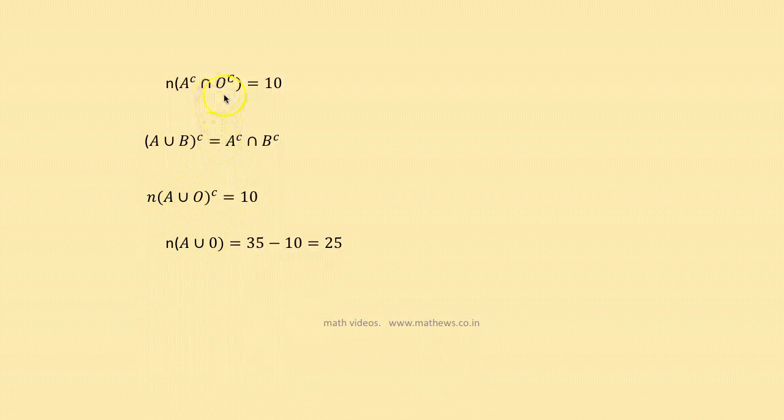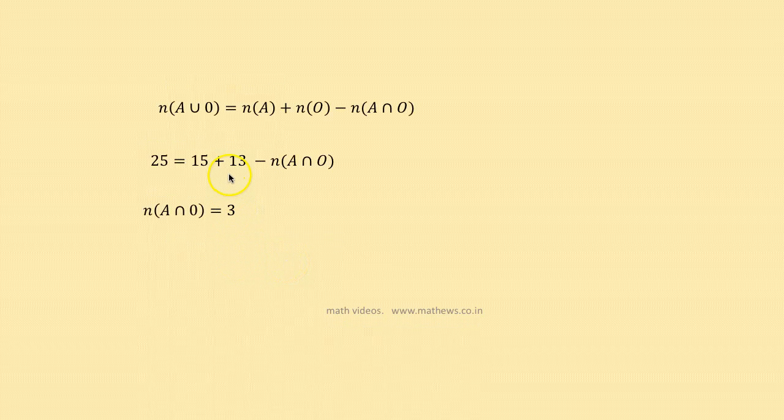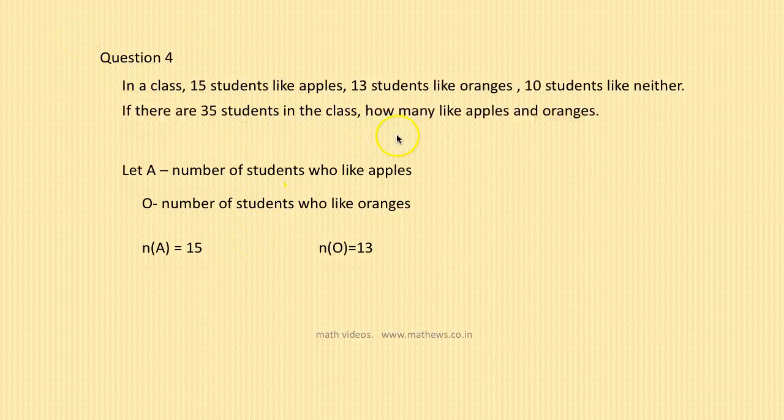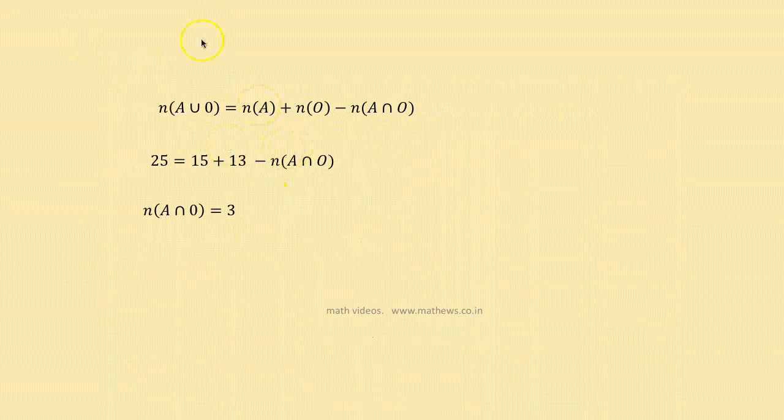So number of elements in A union O complement is 10. Since there are 35 students, number of elements in A union O will be 35 minus 10, which is 25. Now we use this: number of elements in A union O is number of elements in A plus number of elements in O minus number of elements in A intersection O. So substituting what we have got, we get number of elements of A intersection O is 3. So number of students who like apples and oranges is 3. Remember that intersection is and, or is union.